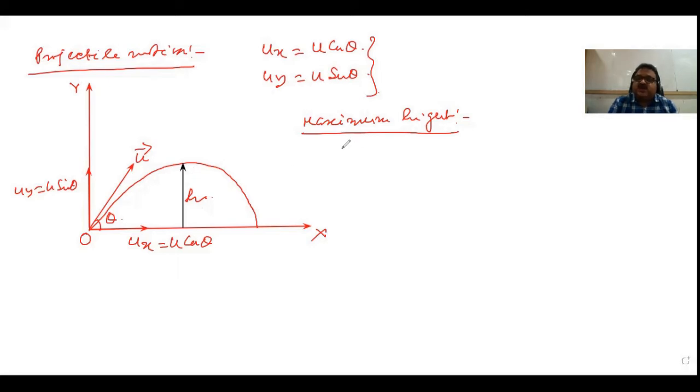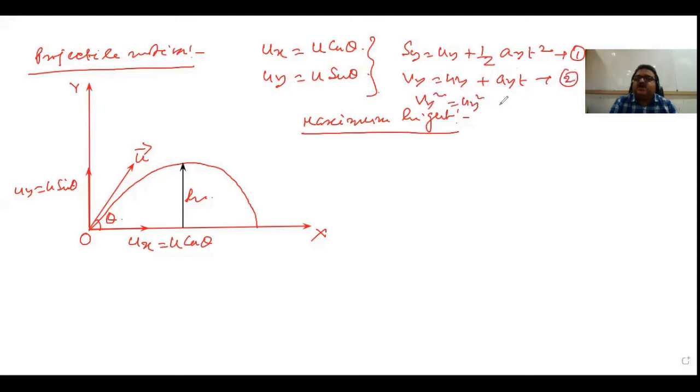And I told you this, for vertical motion, we can apply these three formulas. Sy equal to uy t plus half ay t square, number one. Vy equal to uy plus ay into t. And vy square is equal to uy square plus 2 ay sy.